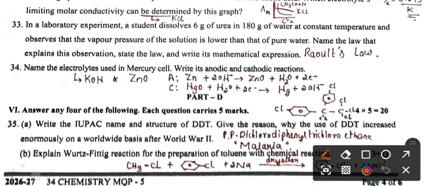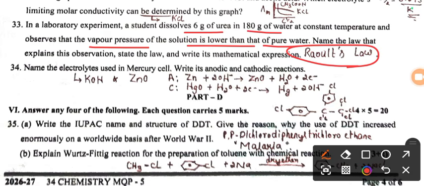33rd question: in a laboratory experiment, a student dissolves 6 grams of urea in 180 grams of water at a constant temperature and observes that the vapor pressure of the solution is lower than that of pure water. Name the law. That law is Raoult's law. You need to state the law and write the formula.